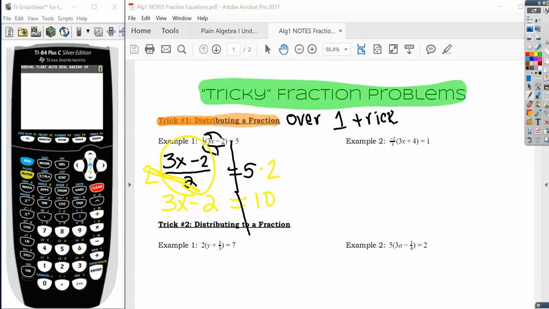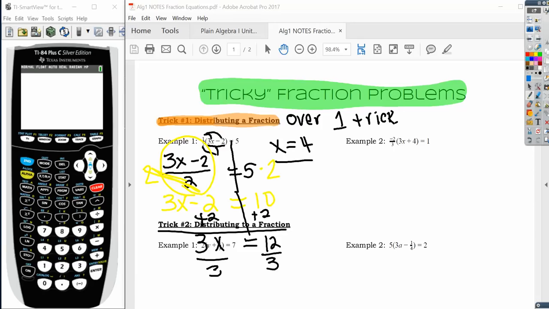Now I'm going to solve for x just like before. I'm going to add 2 on both sides. So I have 3x equals 2 plus 10, which is 12. And then I'm going to divide by 3. So if I write my answer, I have x equals 4 up here. Probably should have zoomed in a little bit, but that's okay.